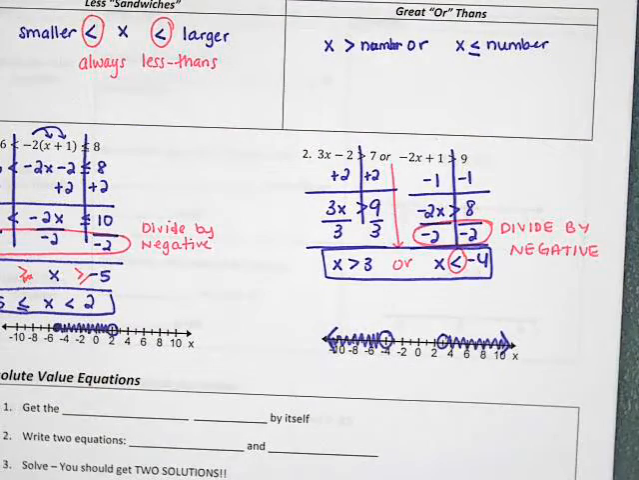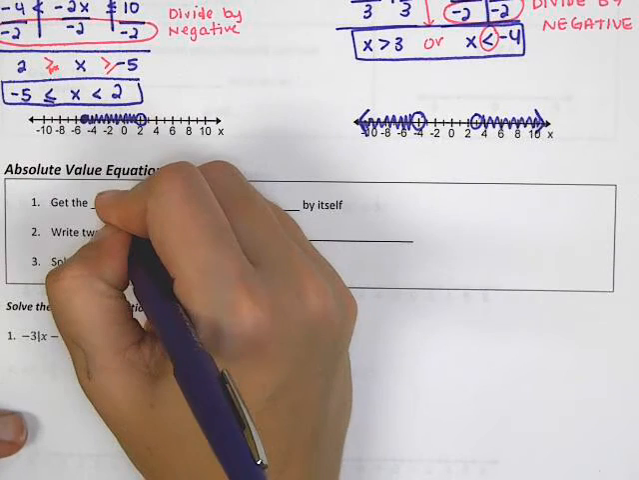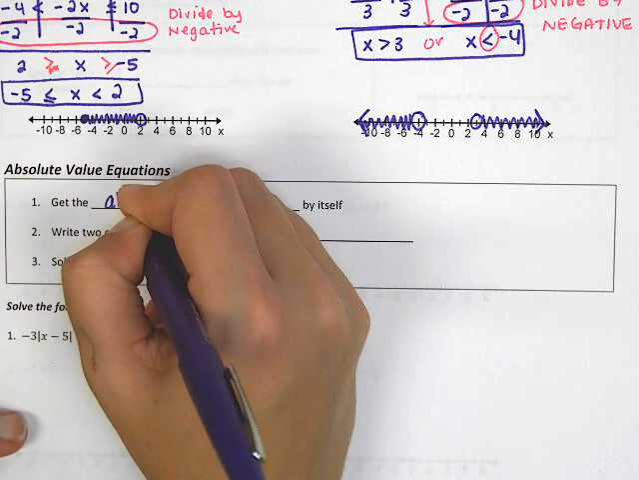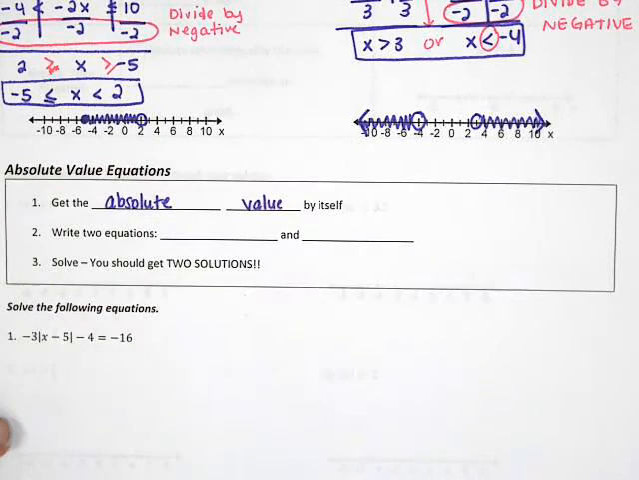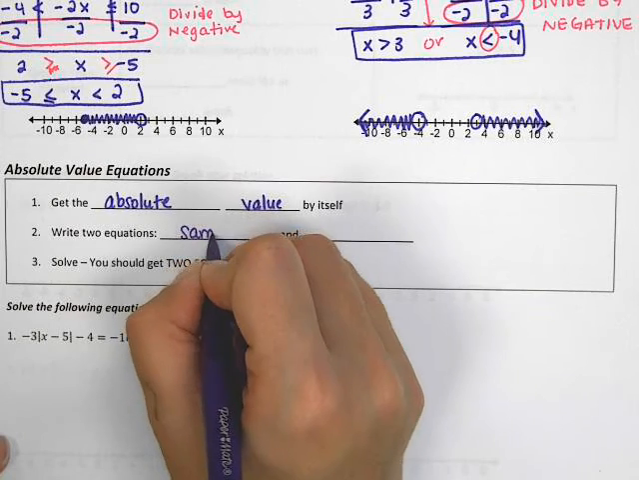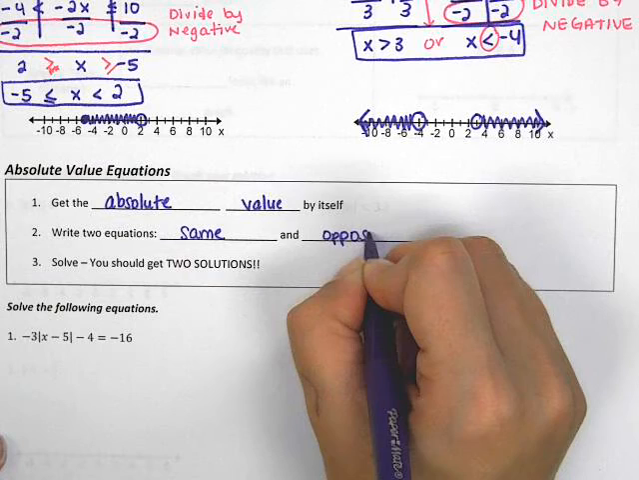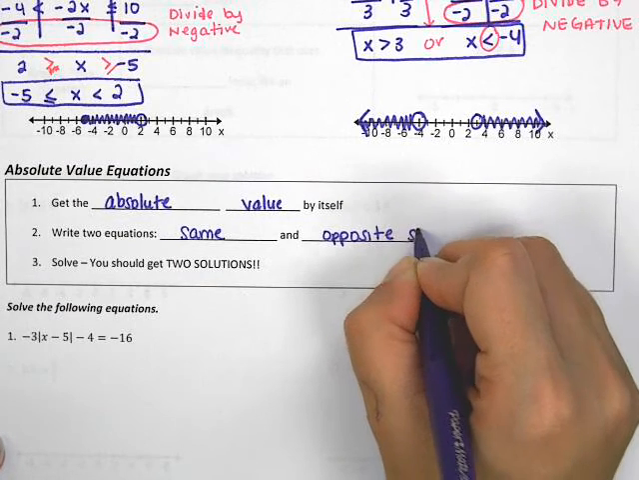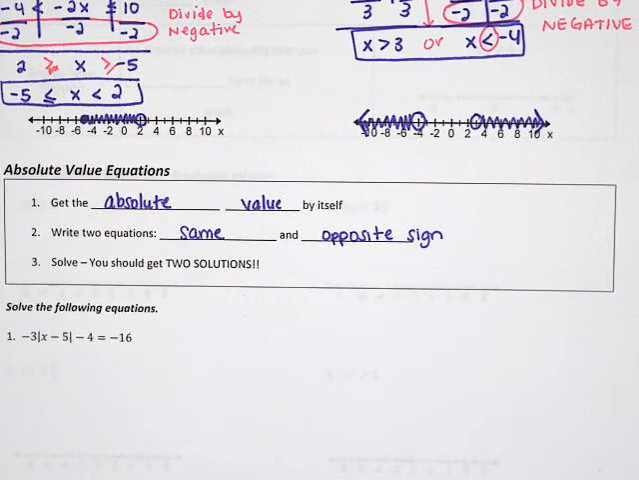Next, absolute value equations. The first rule of absolute value equations is that you always have to get the absolute value by itself. So you have to isolate it. Then you write two equations. You keep one the same, and you keep one the opposite sign. Then you should solve. You should get two solutions, or sometimes no solution if you equal a negative number.